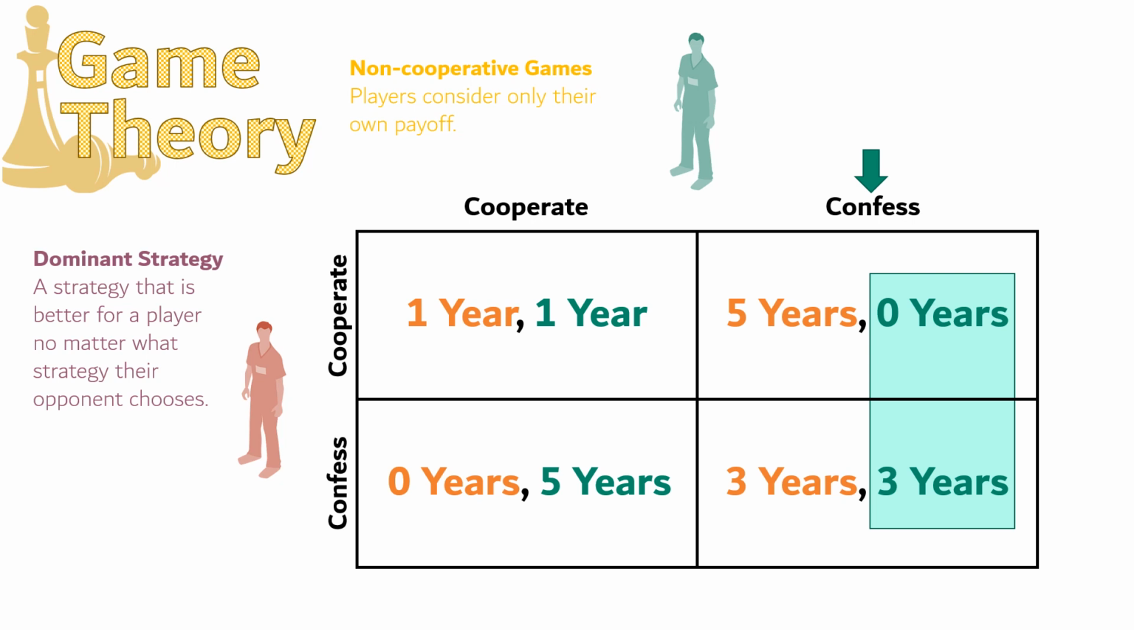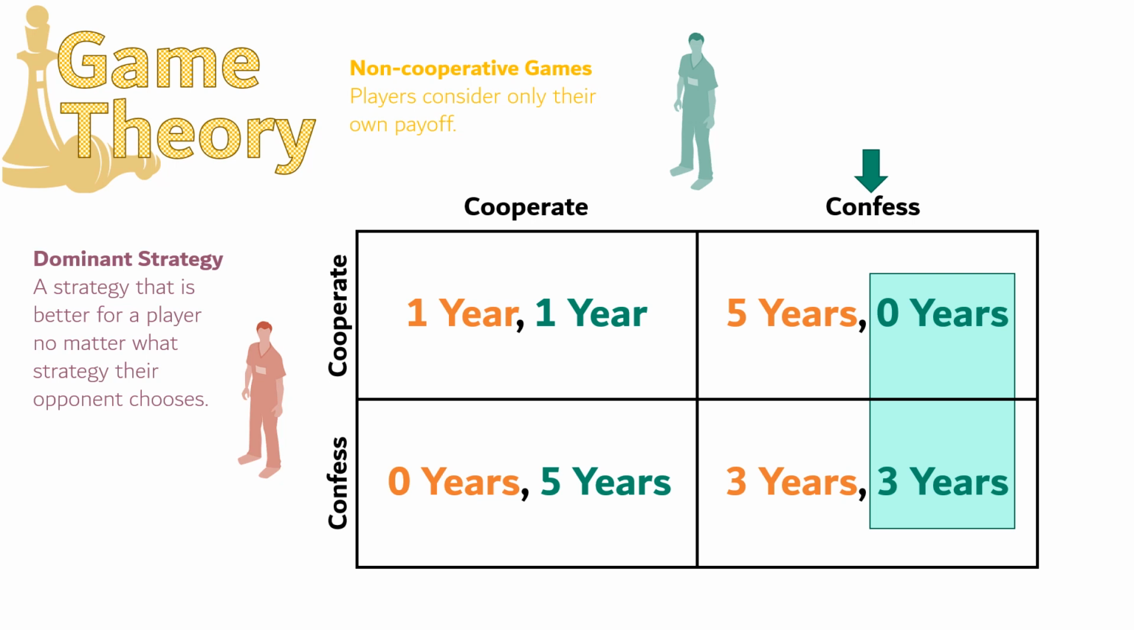If player A chooses cooperate, then player B gets 0 years in prison, which is better than getting the 1 year they would end up with had they cooperated instead. If player A chooses confess, then player B gets 3 years in prison, which is better than getting 5 years in prison, which is what they would end up with had they cooperated instead. In other words, no matter what player A does, player B will wish they had confessed, because their payoff will always be better in that scenario than if they had cooperated.